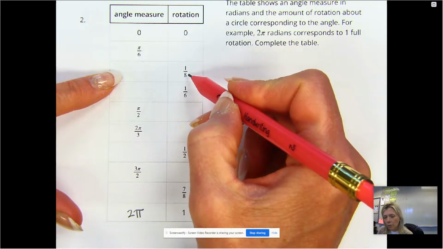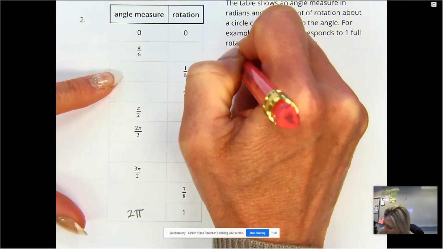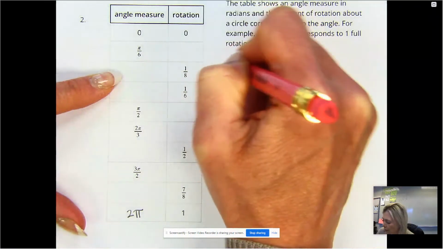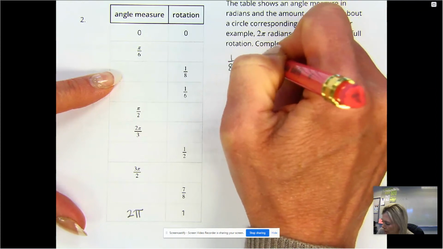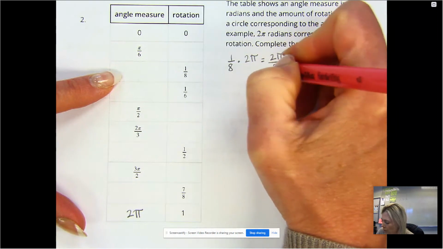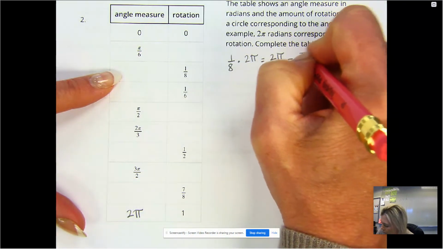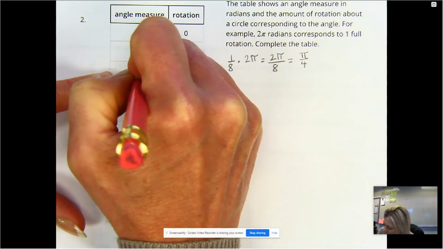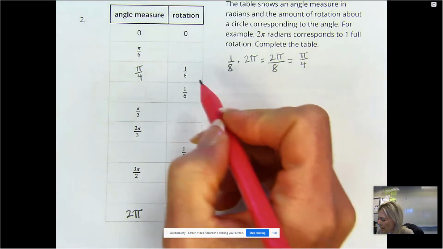So this one is really easy to understand. For 1/8 of a rotation, we can calculate 1/8 of 2 pi. So 1/8 times 2 pi is 2 pi over 8. And we can reduce that because 2 and 8 are both divisible by 2 to pi over 4. I'm going to put that here. Pi over 4.